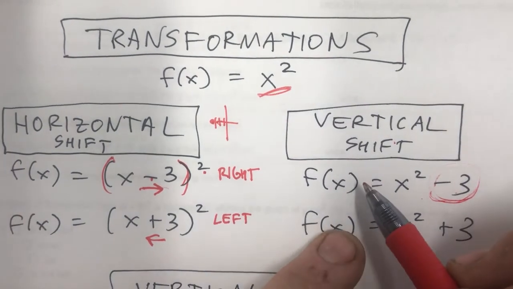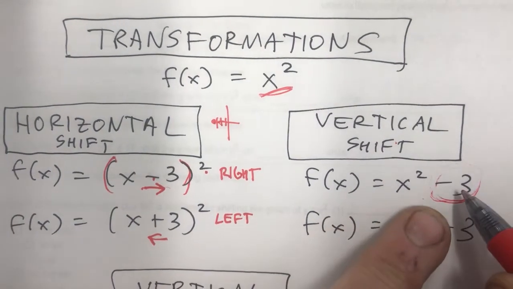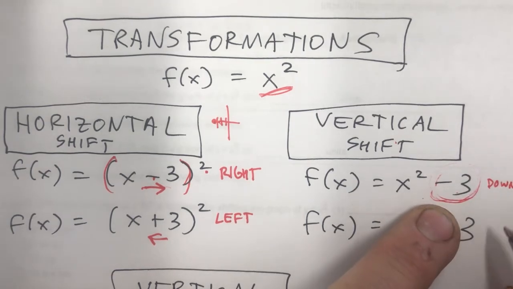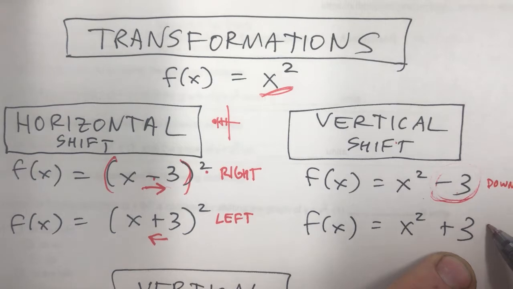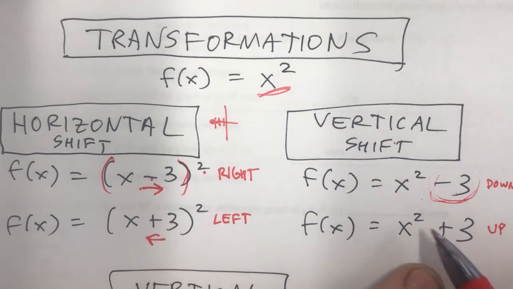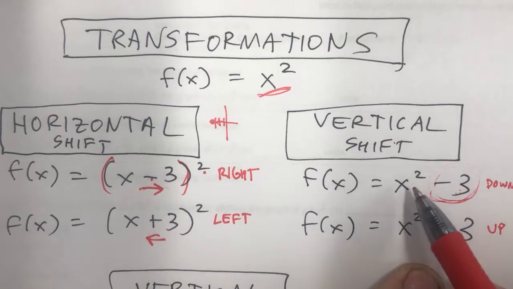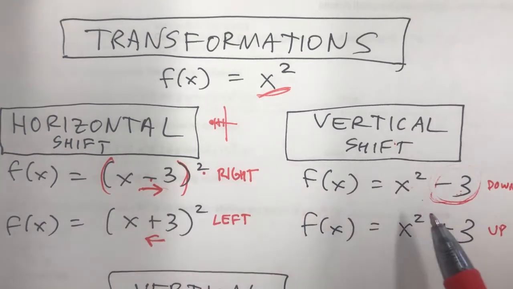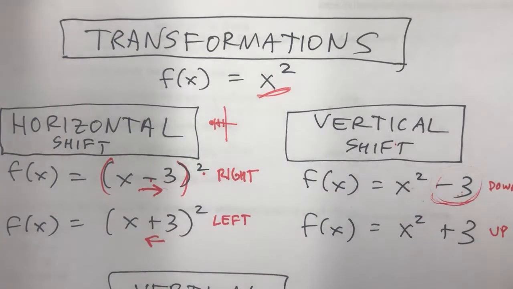Whereas now vertical shift just shifts it up and down. So like if this minus 3, that's going to shift it down 3. And then this plus 3 is going to shift it up 3. Okay? That's vertical shift. The 3 here is not getting squared with the x, whereas here it is getting squared, so it's going to affect it horizontal. This affects it vertical. Okay?